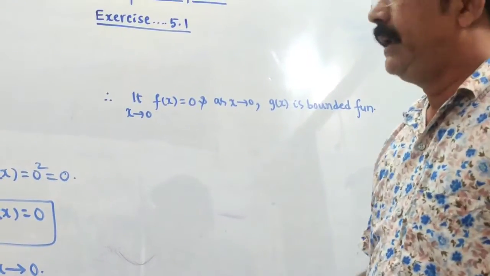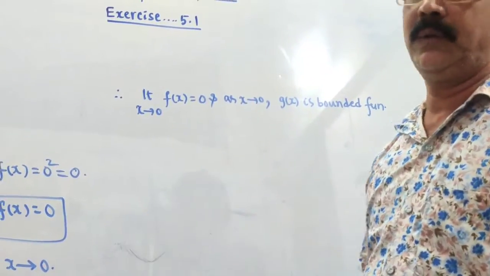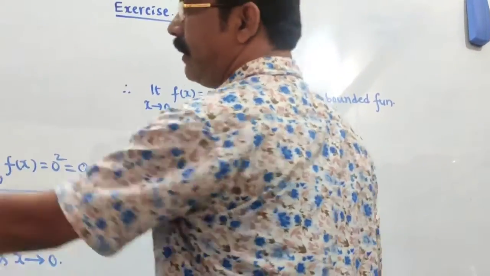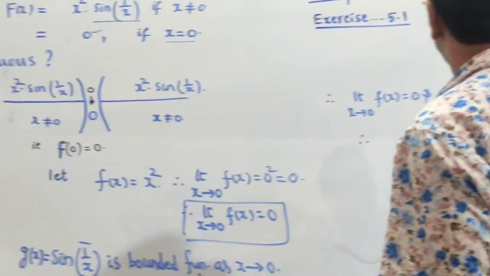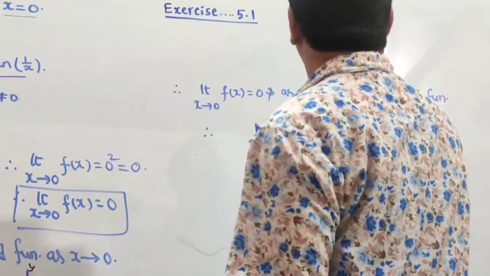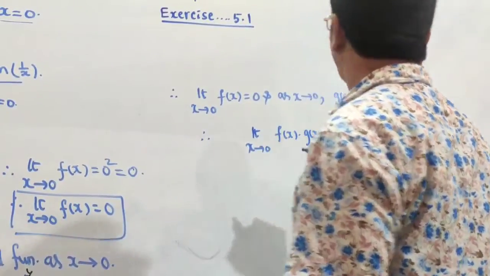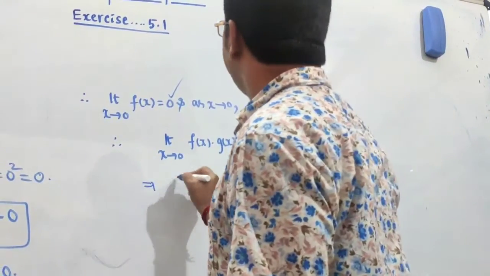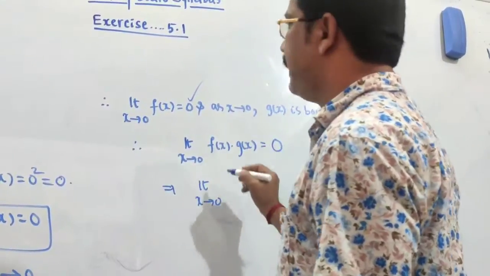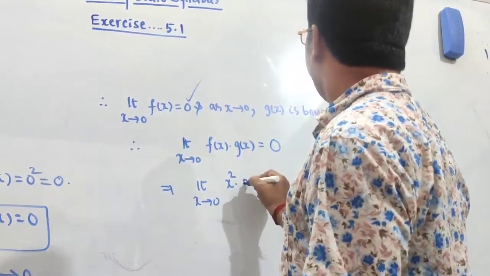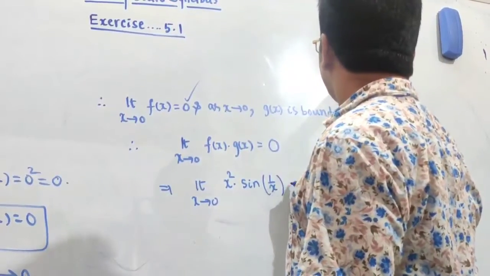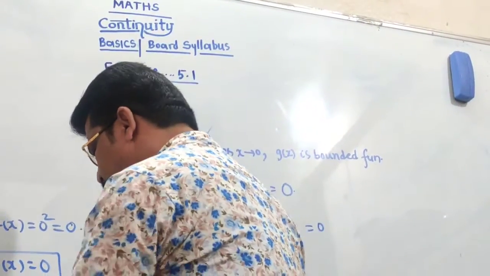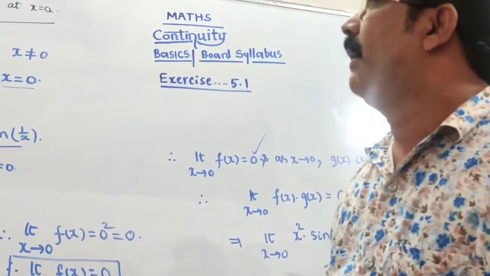Bounded function means it has an upper bound and a lower bound. The lower bound is minus 1, the upper bound is plus 1. So according to that concept, the limit as x tends to 0 of f of x into g of x is also equal to 0. What is f of x? x square. What is g of x? Sine of 1 by x. It is 0. Hence the problem. One minute. So, basics are over.